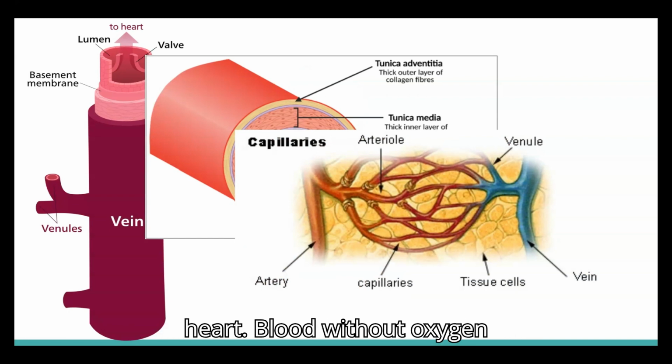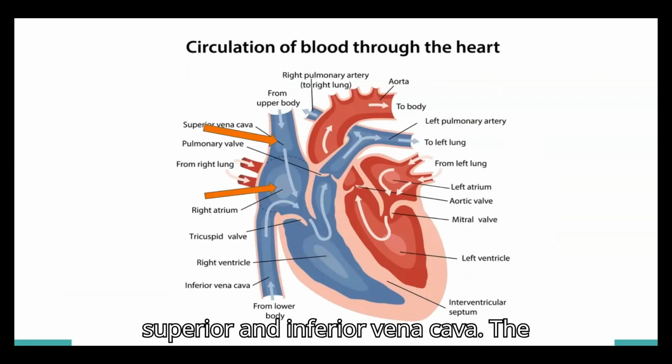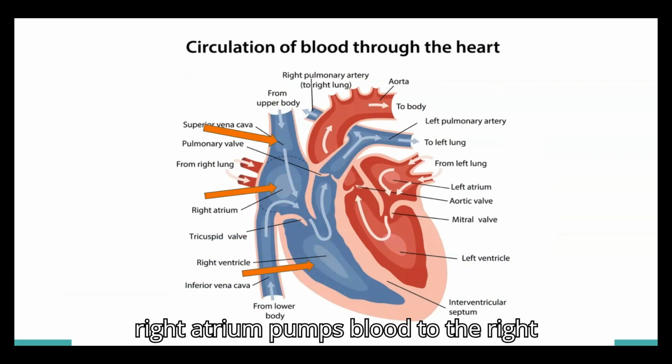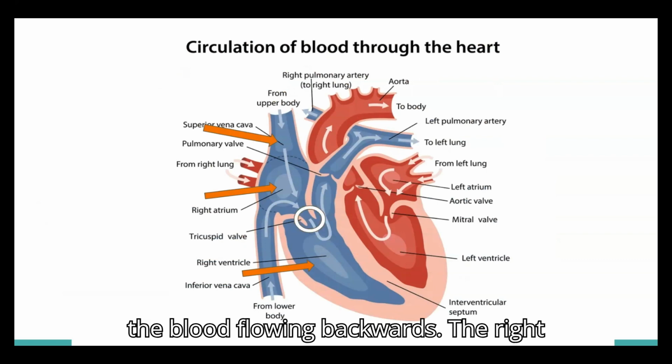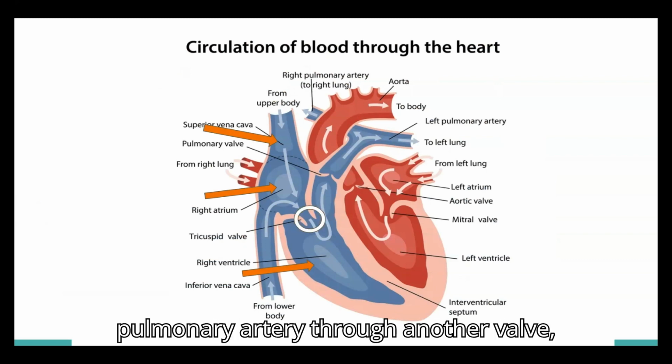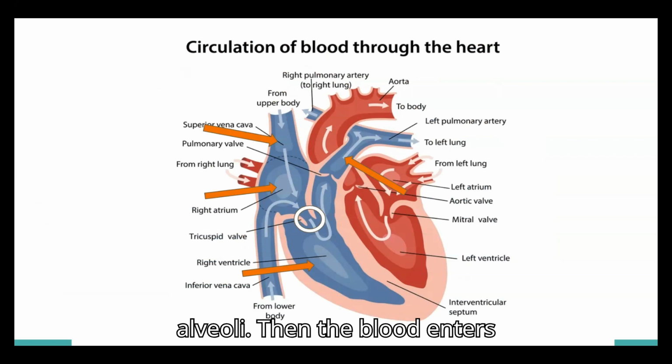Now let's explain the heart. Blood without oxygen enters the right atrium through the superior and inferior vena cava. The right atrium pumps blood to the right ventricle through a valve that prevents the blood flowing backwards. The right ventricle pumps that blood to the pulmonary artery through another valve, which takes the blood to the lungs where it can be filled with oxygen from the alveoli.